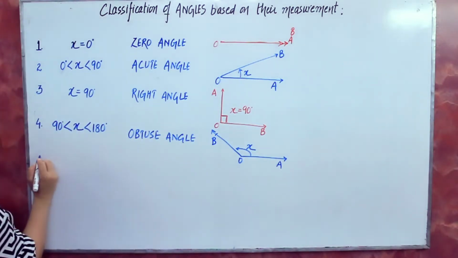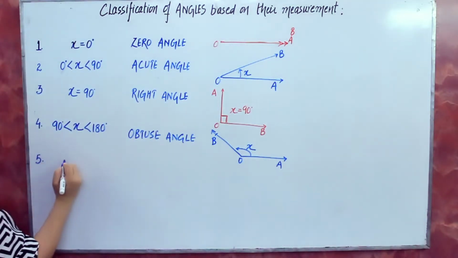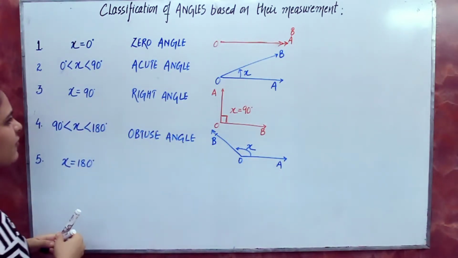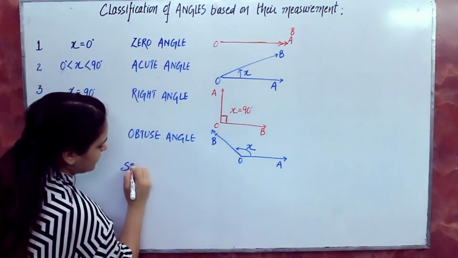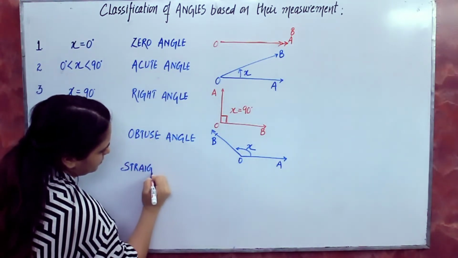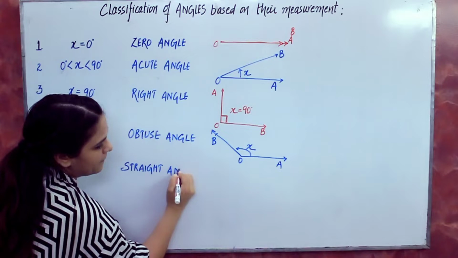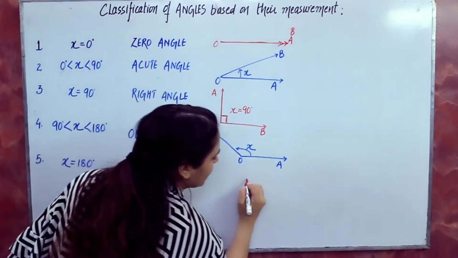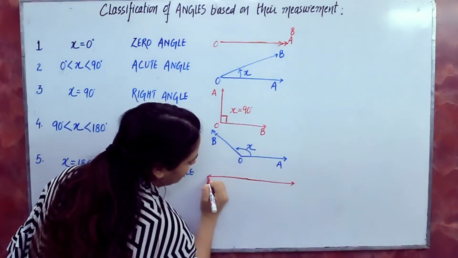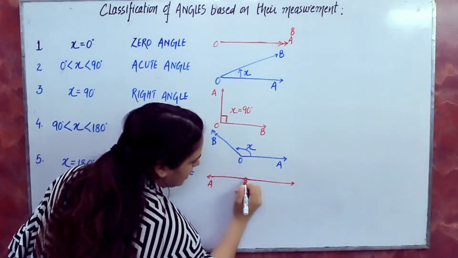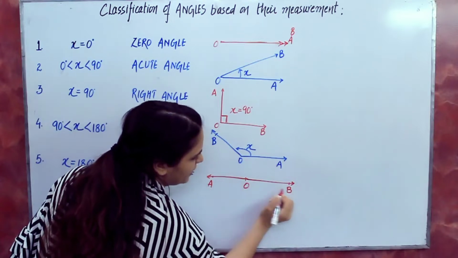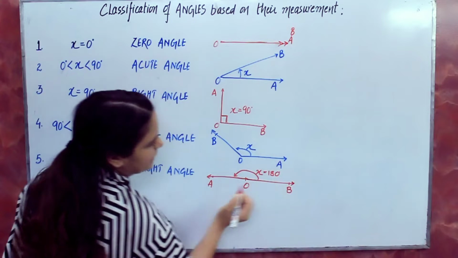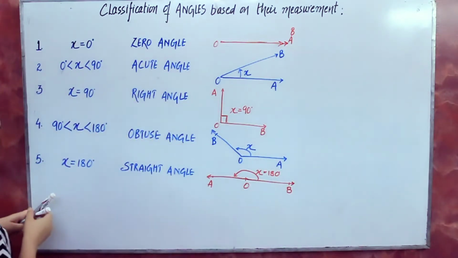Next one is when X is equals to 180 degree. This type of angle is known as straight angle. Straight angle is when two rays are exactly opposite of each other. AO is opposite of OB. So this angle will be equals to 180 degree, and this is a straight angle.